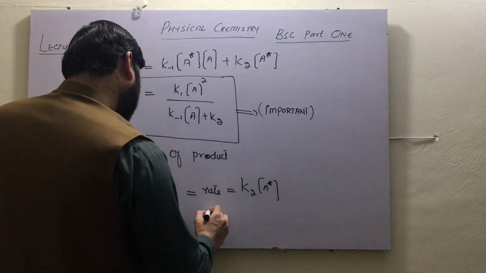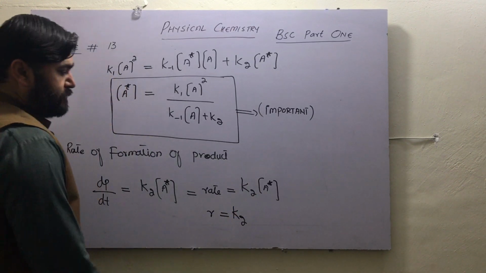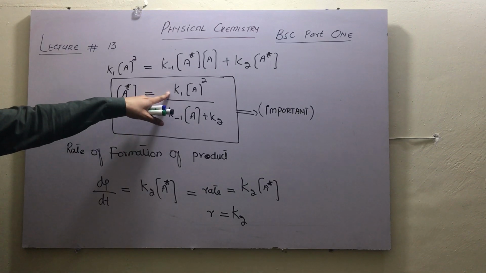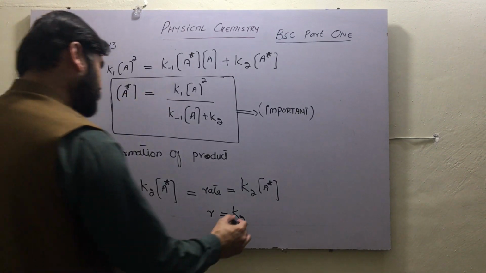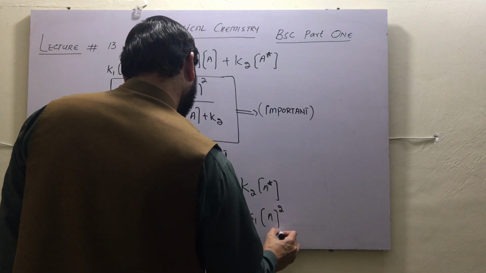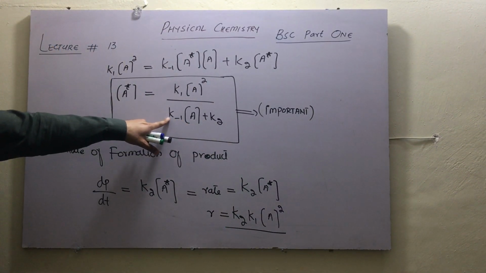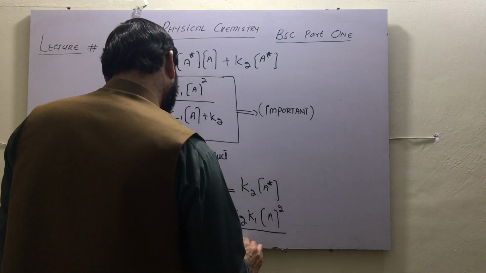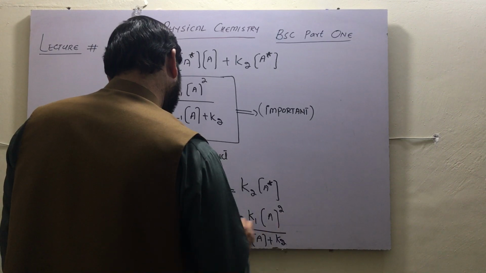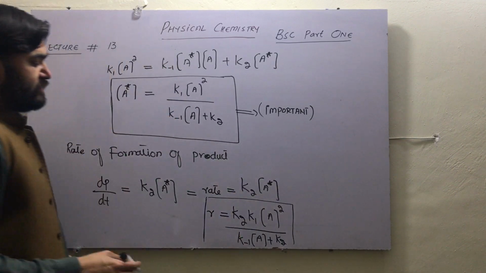So what will be the rate is written like this, and k2, and in place of a star we will write this equation, k1. Now see, k1 a square divided by k inverse a plus k2. This is another relationship of this equation.